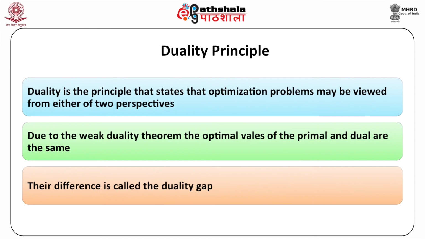In mathematical optimization theory, duality is the principle that states that optimization problems may be viewed from either of two perspectives, the primal problem or the dual problem. We have seen that due to the weak duality theorem, the optimal values of the primal and dual are the same. However, in general, the optimal values of the primal and dual problems need not be equal. Their difference is called the duality gap.